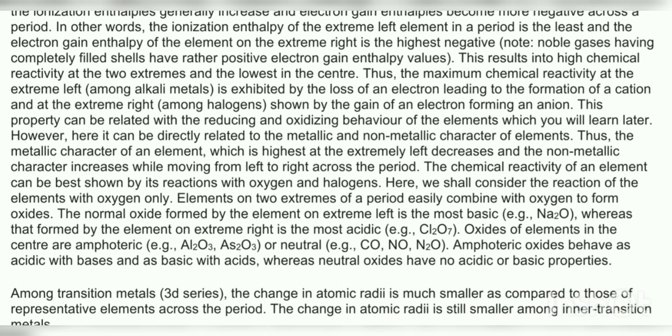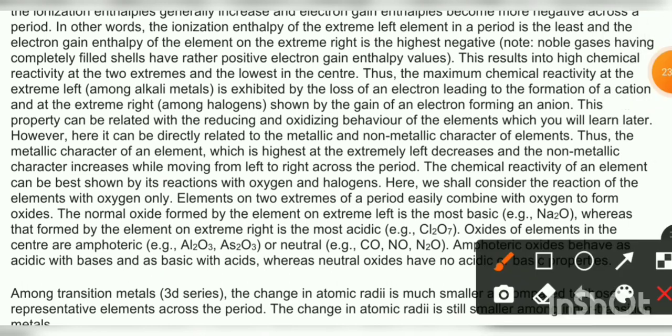Next, these properties can be related to the reducing and oxidizing behavior of the element, which we will learn later. In the redox reactions chapter, we will study these oxidizing and reducing properties. We can also observe the metallic character. What is the trend of the metallic character? Based on the metallic character, what is the metallic reactivity? We can take that under chemical reactivity as well.